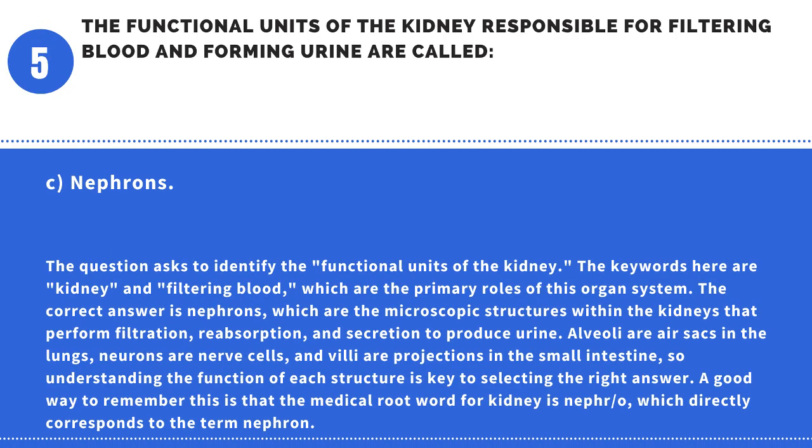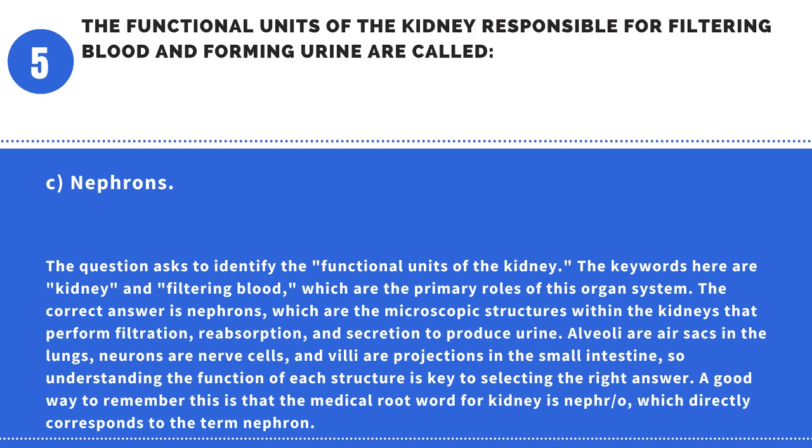Answer: C. Nephrons. The question asks to identify the functional units of the kidney. The keywords here are kidney and filtering blood, which are the primary roles of this organ system. The correct answer is nephrons, which are the microscopic structures within the kidneys that perform filtration, reabsorption, and secretion to produce urine.